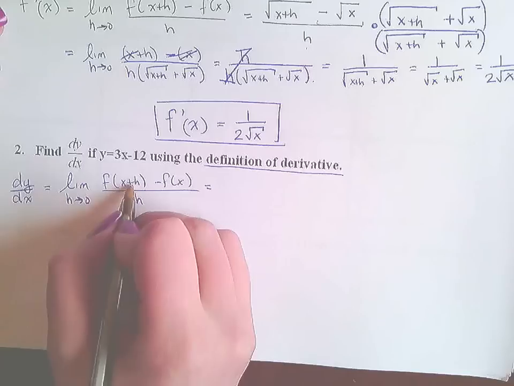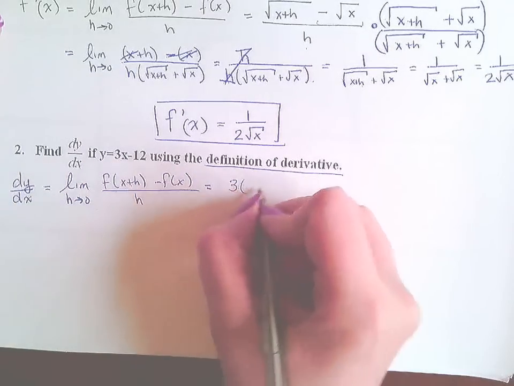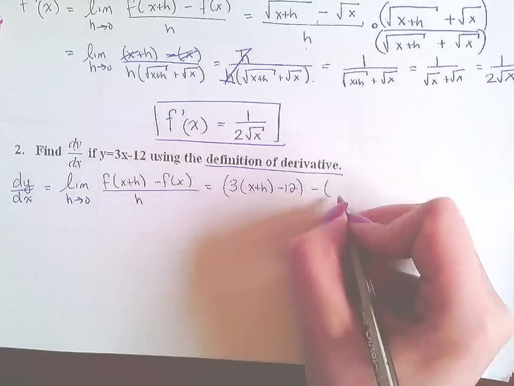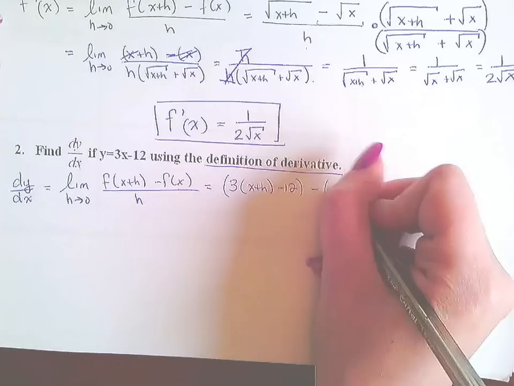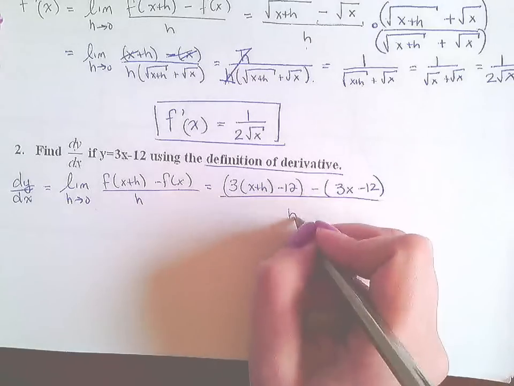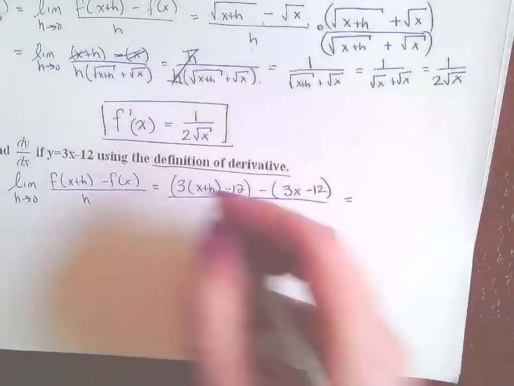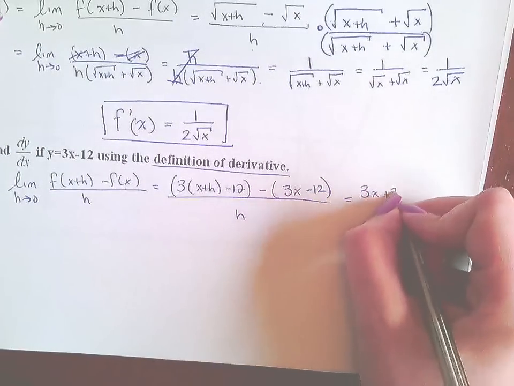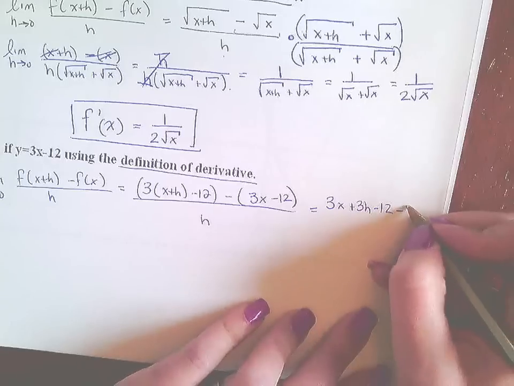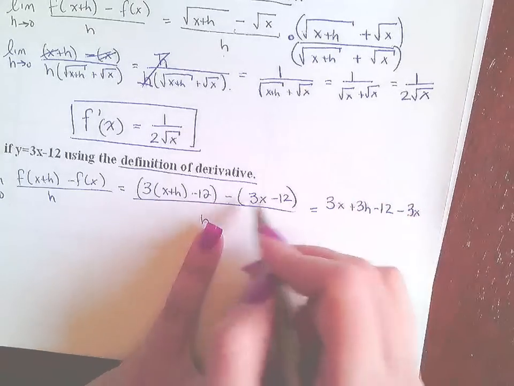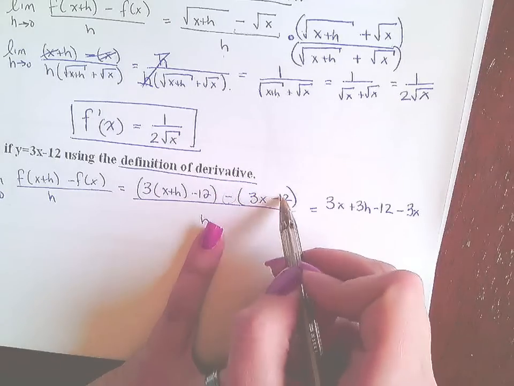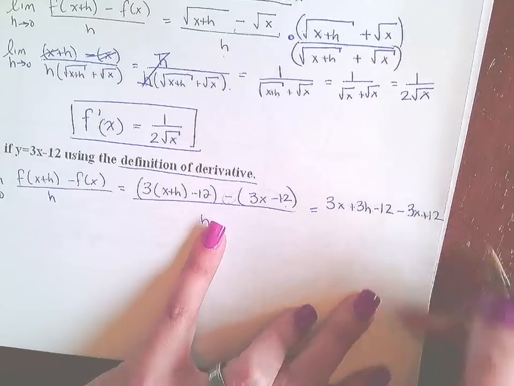So we're going to plug in x plus h. So 3 times x plus h minus 12, minus, now we're going to plug in x, which is just 3x minus 12. All of that is over h. So we simplify. So this is 3x plus 3h minus 12 minus 3x plus 12, right? Because this negative needs to get distributed to both of these. So plus 12.